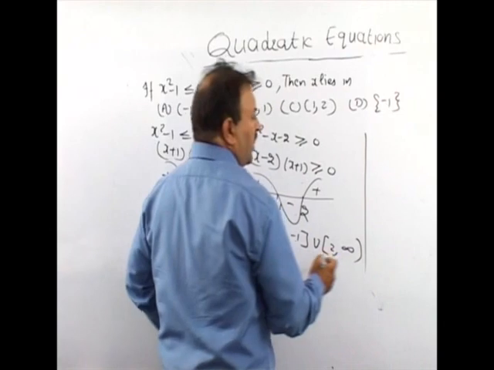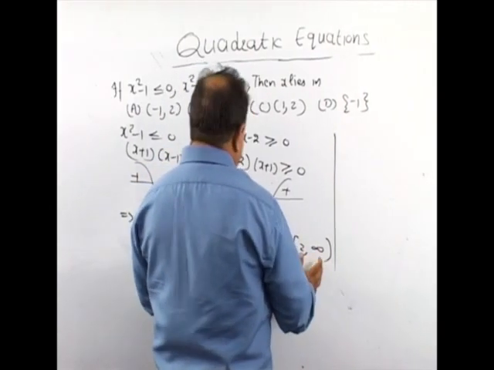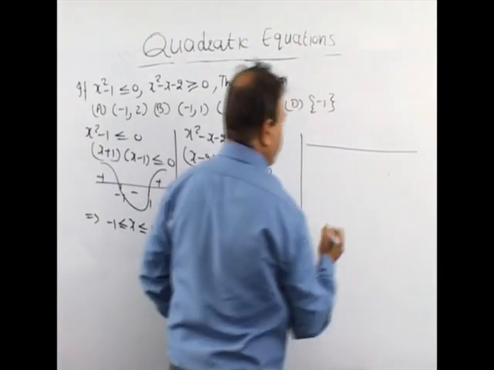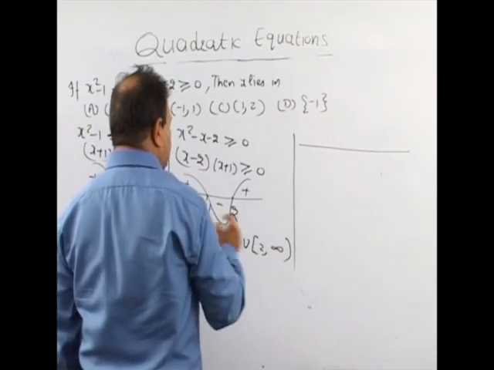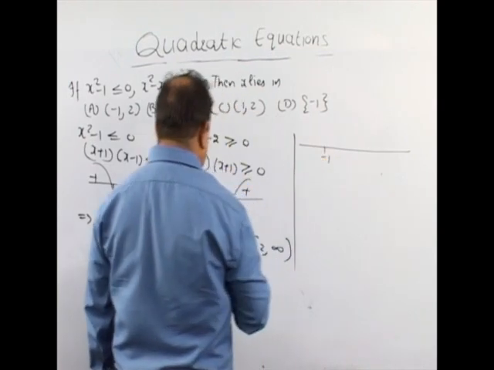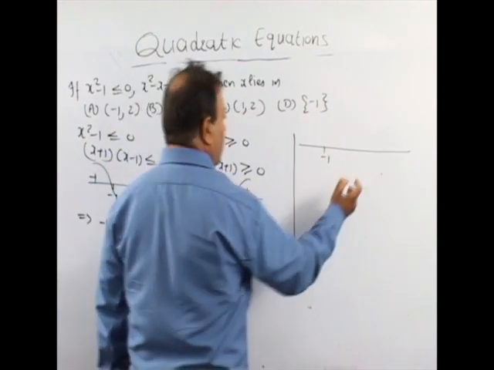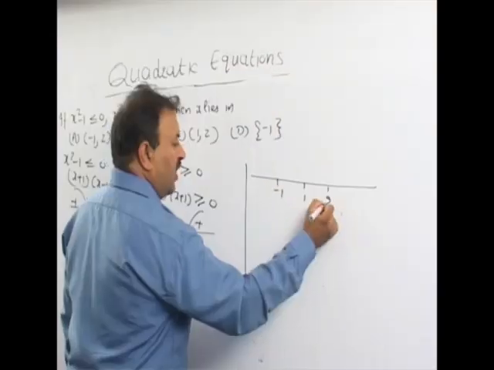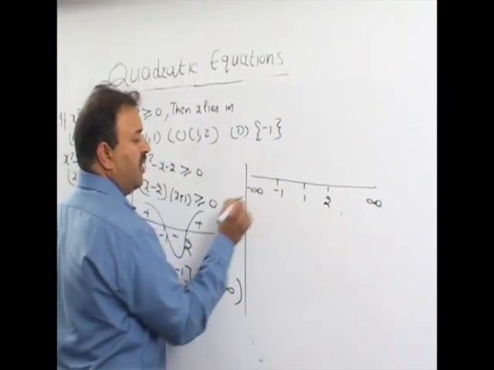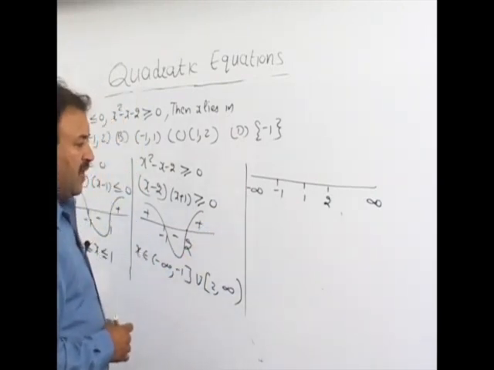Now we are going to represent these two results on a common number line. We draw it over here. Now we'll represent all those points. First point we get is minus 1, we draw it. Another point we write down is 1. Another point is 2. Here it will be infinity and here minus infinity.